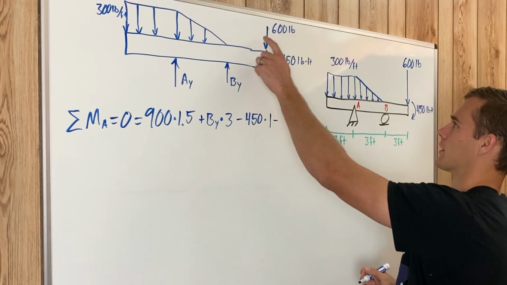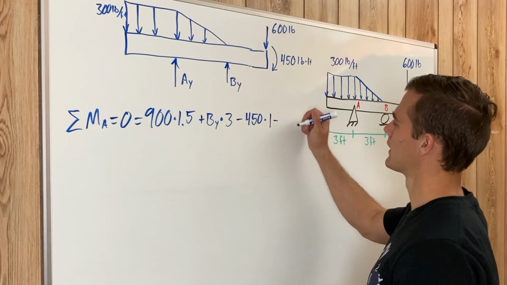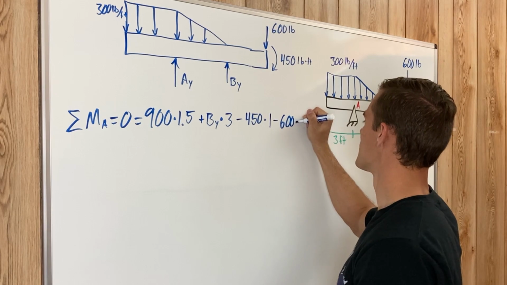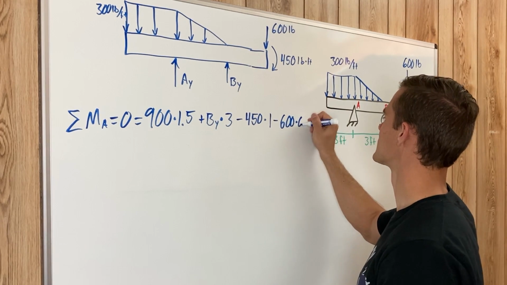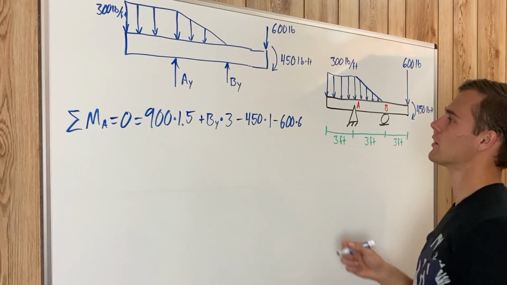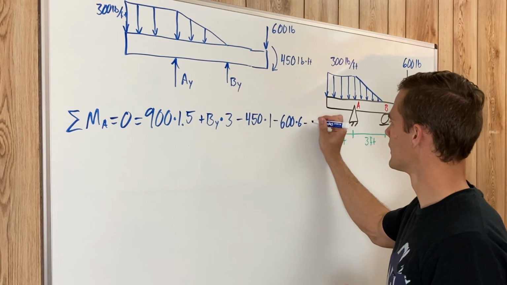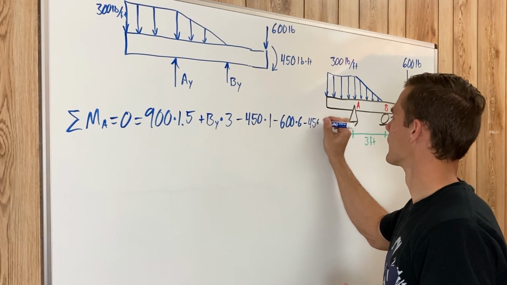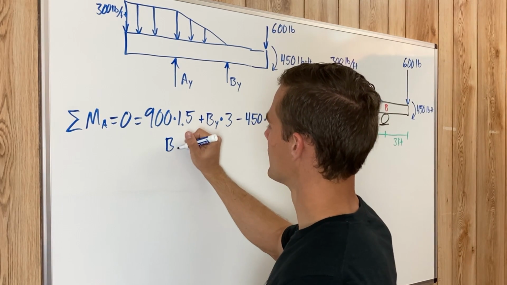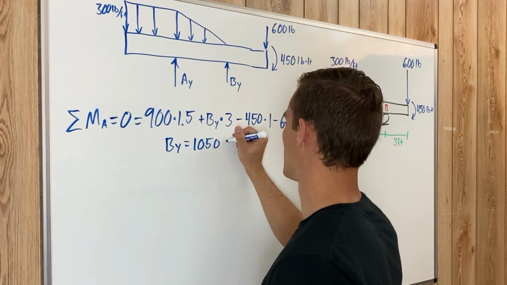Then we have our point load right there, which is 600, and is going to cause clockwise rotation, which is negative. So 600 times its distance away, which is 6 feet. And then finally we have our point moment, which is going in a clockwise rotation as well, so it is negative: minus 450. Add these all up and solve for B sub y. You get that B sub y equals 1,050 pounds.